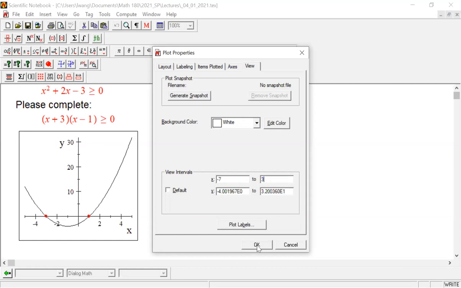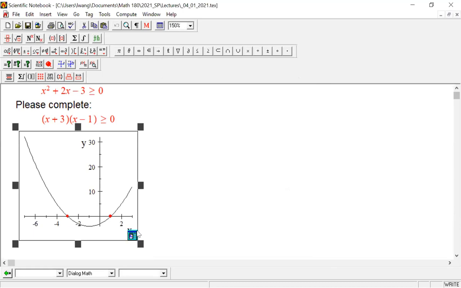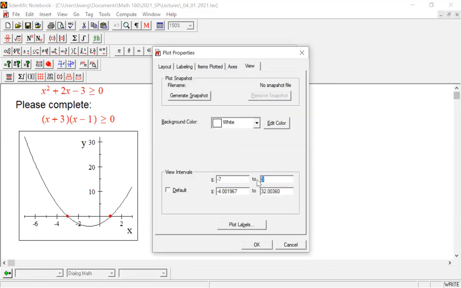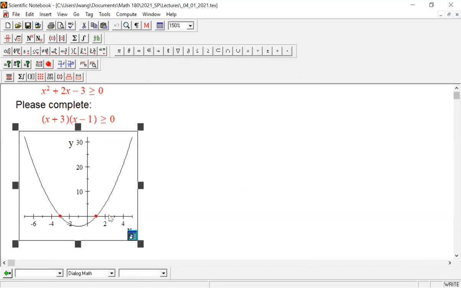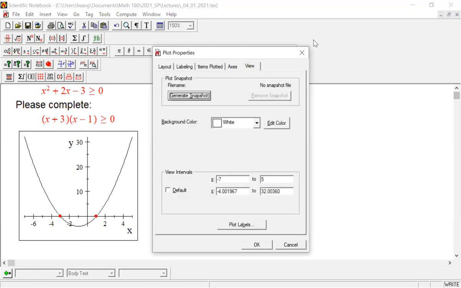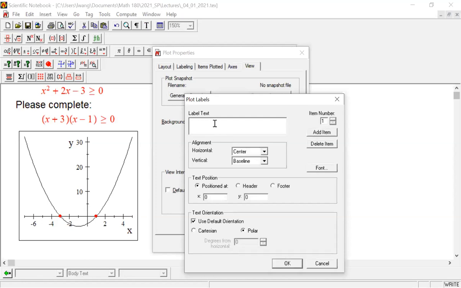This is 3. Oops, it's a little bit off balance. So this I'm going to put 5. Okay, so this is better. And we want this to be greater than or equal to 0. Then obviously, you want to mark these 2 points, if you show work by graph. You want to be able to mark those points.